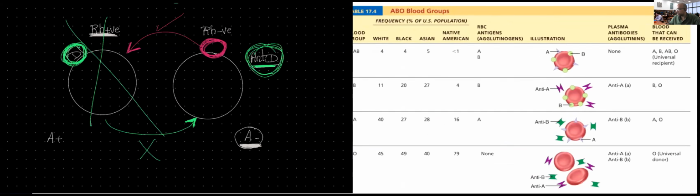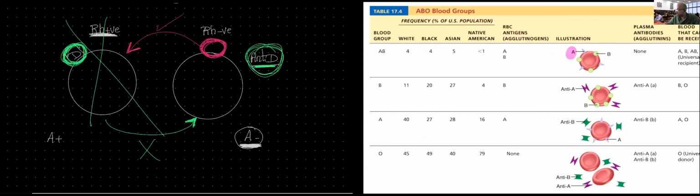So again, if we're looking here at a blood group type AB, I have both antigen A and antigen B on the surface of the cells. So I won't have anti-A or anti-B. If I'm blood group type B, I have only antigen B presented on the surface of the cells. So I would be forming anti-A and only anti-A antibodies.